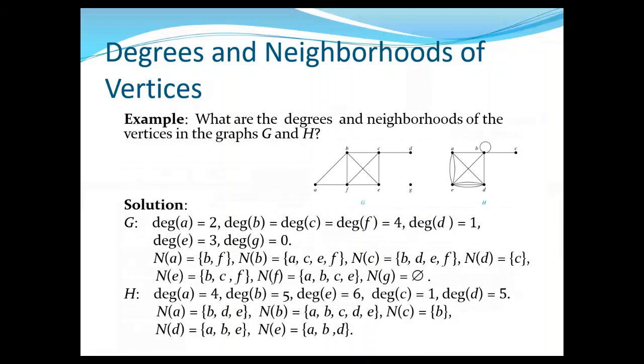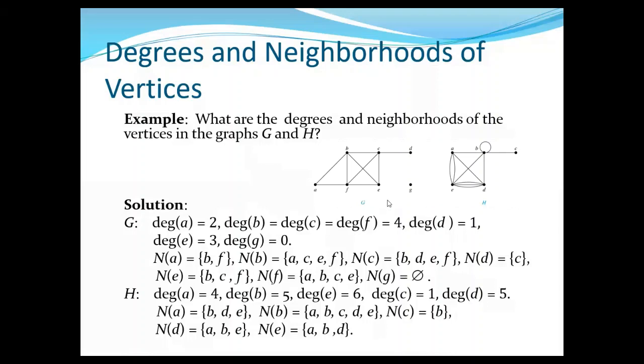Okay, so let's have graph G. What is the degree at A? How many vertices are connected to A? We have B and F, so we have 2 degrees at A. B is connected to C, F, E, and A, so we have 4. C is connected to B, F, E, and D, so we have 4. F is connected to A, B, C, and E, so we have 4. So the degrees for B, C, and F are 4.